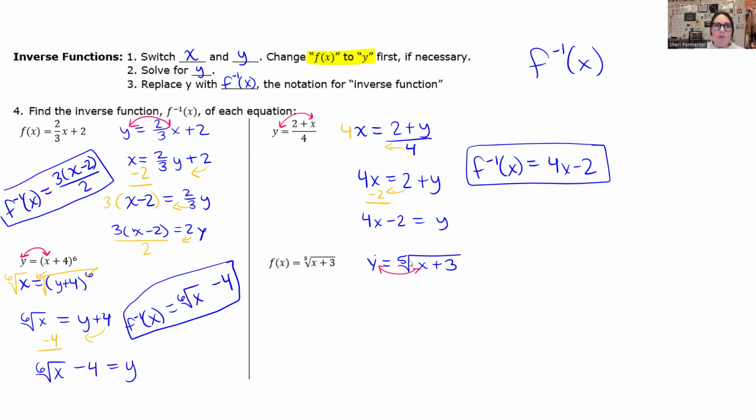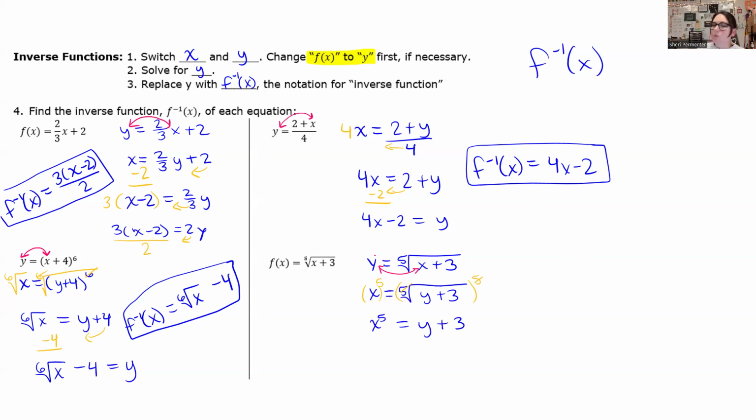So for my next problem, I have to first rewrite switching x and y. So I have x equals the fifth root of y plus 3. So we're going the other direction. If I have the fifth root, to undo that, I can raise everything to the power of 5. So on the x side, I'm going to raise everything to the power of 5. And these undo each other. So now on the left, I have x to the fifth power is equal to y plus 3.